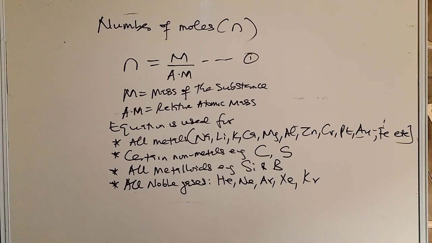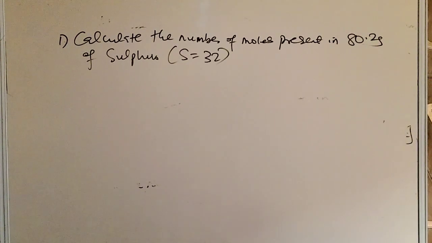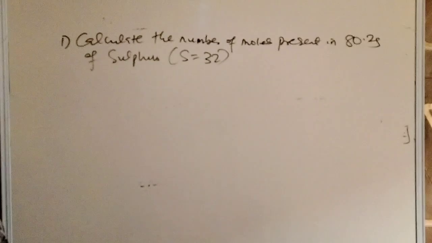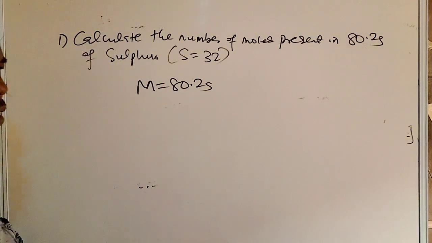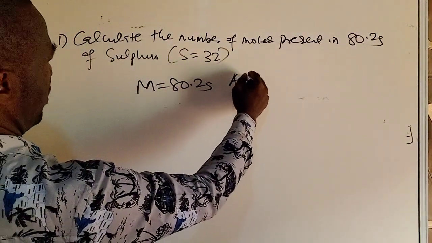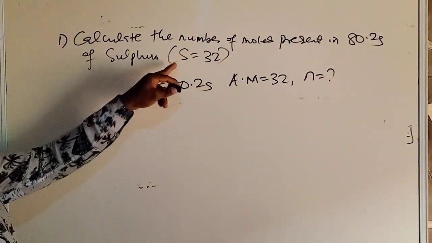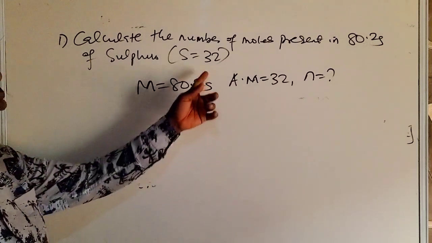So let's take some examples now. The first question says, calculate the number of moles present in 80.2 grams of sulfur. So the mass of sulfur given to us is 80.2 grams. The relative atomic mass of sulfur is 32. We're looking for number of moles. And sulfur is one of the elements we mentioned that is monatomic in its nature. Unless you are talking about rhombic sulfur, allotropes of sulfur, not atomic sulfur. But since the question does not specify that, we take sulfur as being monatomic.